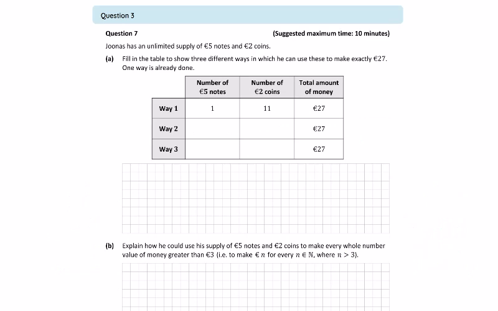Third example, a similar type of table, a 2-way table, but this time it's Jonas has an unlimited supply of €5 and €2 notes. No such thing as a €2 note, €2 coins. Fill in the table below to show 3 different ways which he can use to make 27, and one is already done. So we just have to think maybe carefully about this. What about 5 5s or 25? That jumps out. 5 5 notes would be €25.